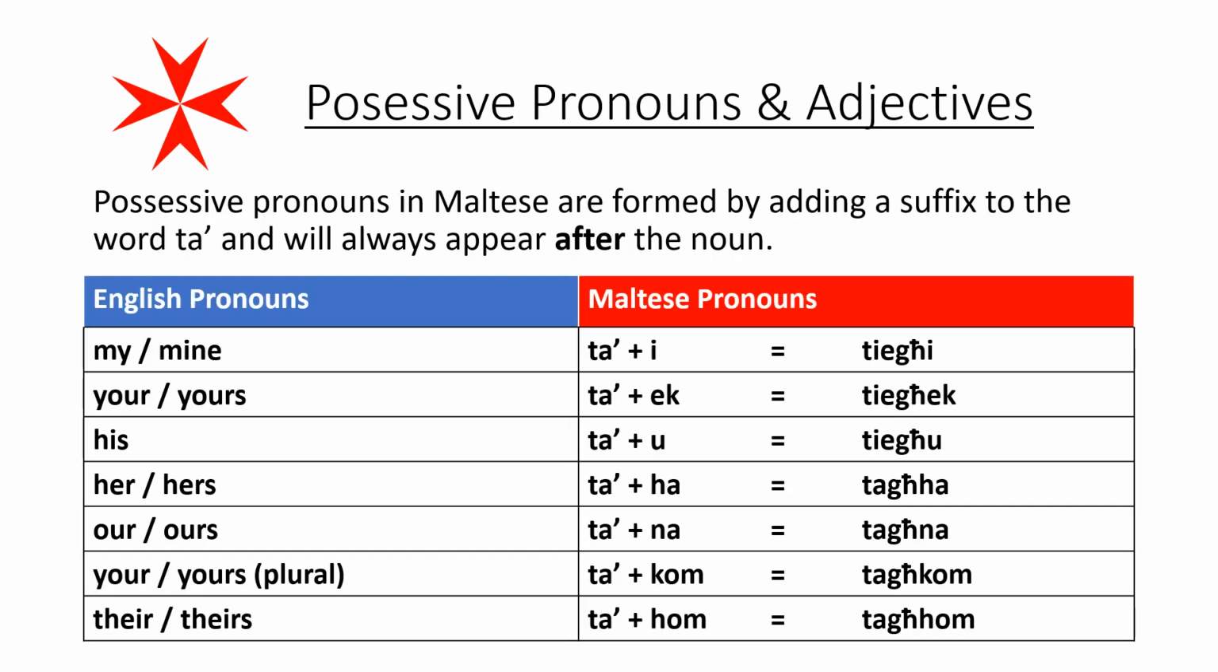The third group of pronouns are the possessive pronouns. And in English they are mine, yours, his, hers, ours, yours, and theirs. And in Maltese it's represented by the word ta' as the root. Now ta' on its own generally means of. So it can mean, for example, to say somebody is of a certain place, from a certain place. And when we use it to show possession, we add a suffix for each different person. So ta', and we add i, becomes tiegħi.